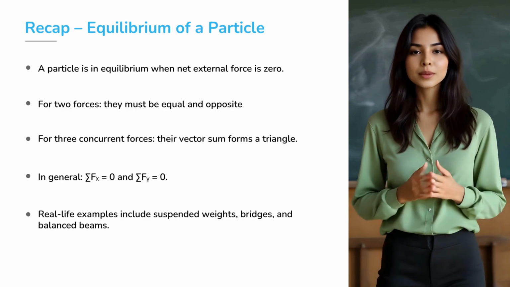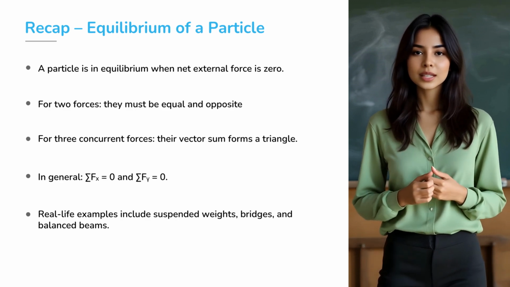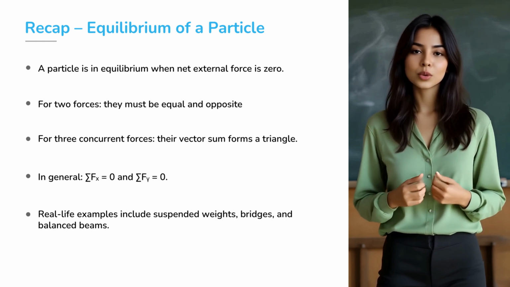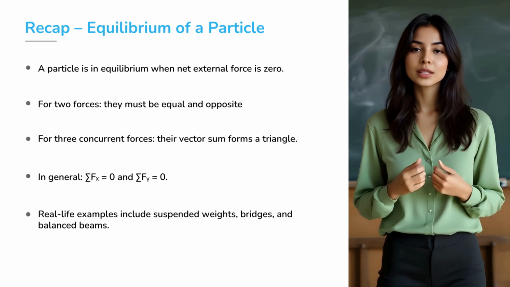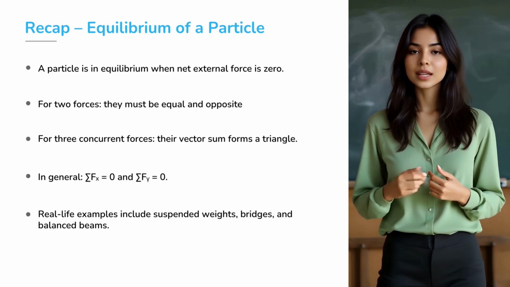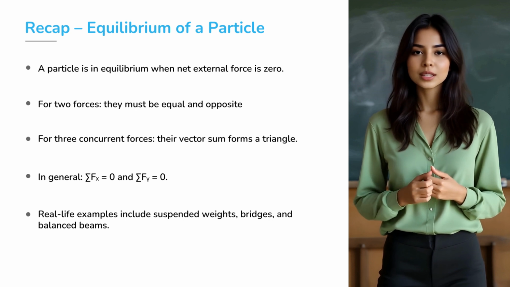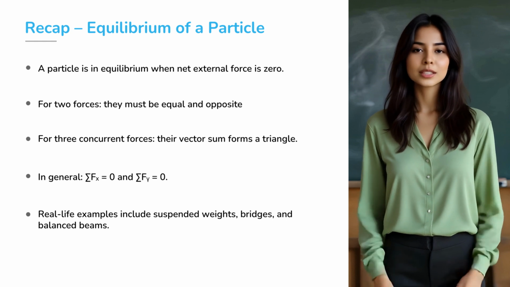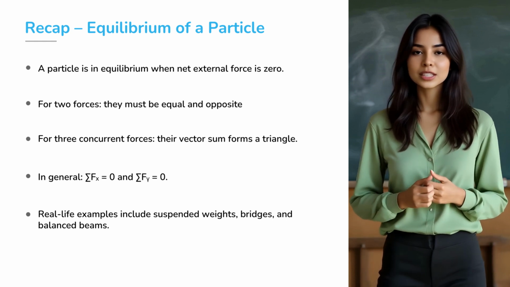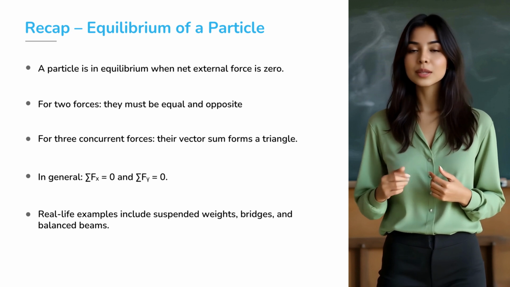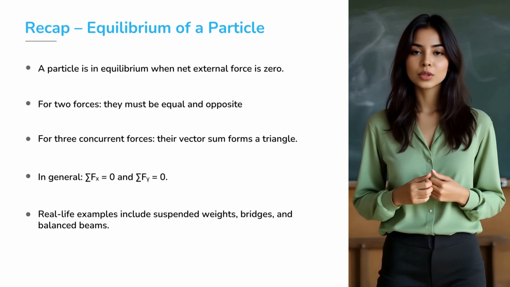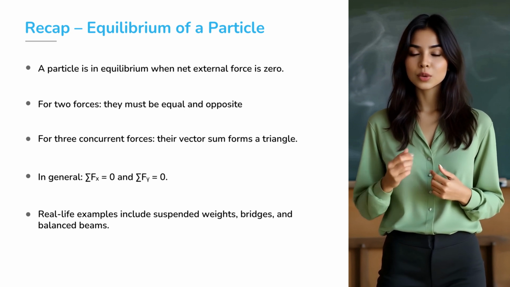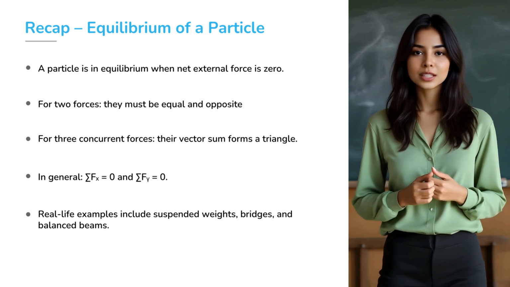Let's quickly recap. A particle is said to be in equilibrium when the net external force on it is zero. For two forces, they must be equal and opposite. For three forces, their vector sum must form a closed triangle. In the general case, the sum of all horizontal forces and the sum of all vertical forces must each equal 0. This principle explains why suspended lamps don't fall, why bridges remain steady, and why engineers carefully calculate forces to keep buildings and structures safe.